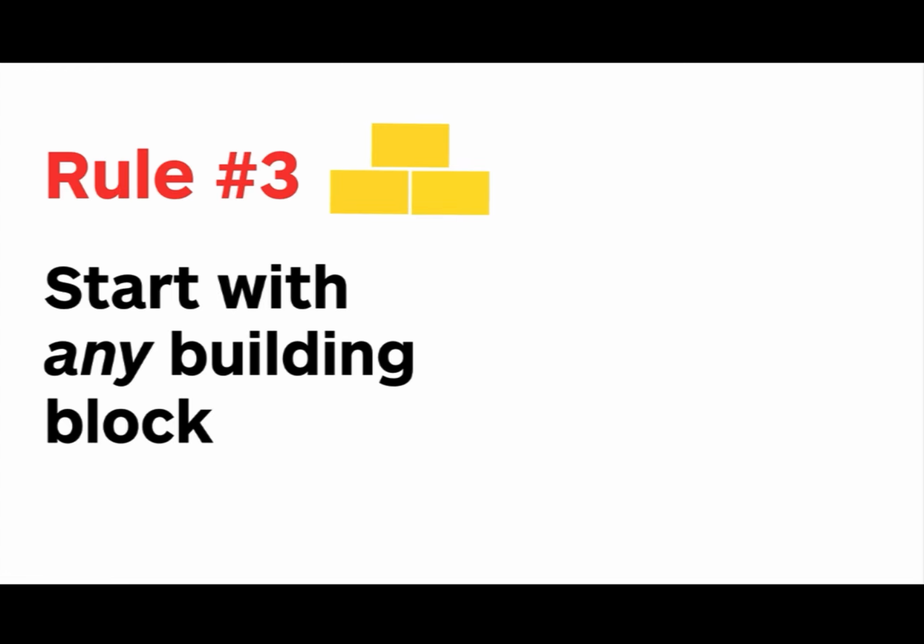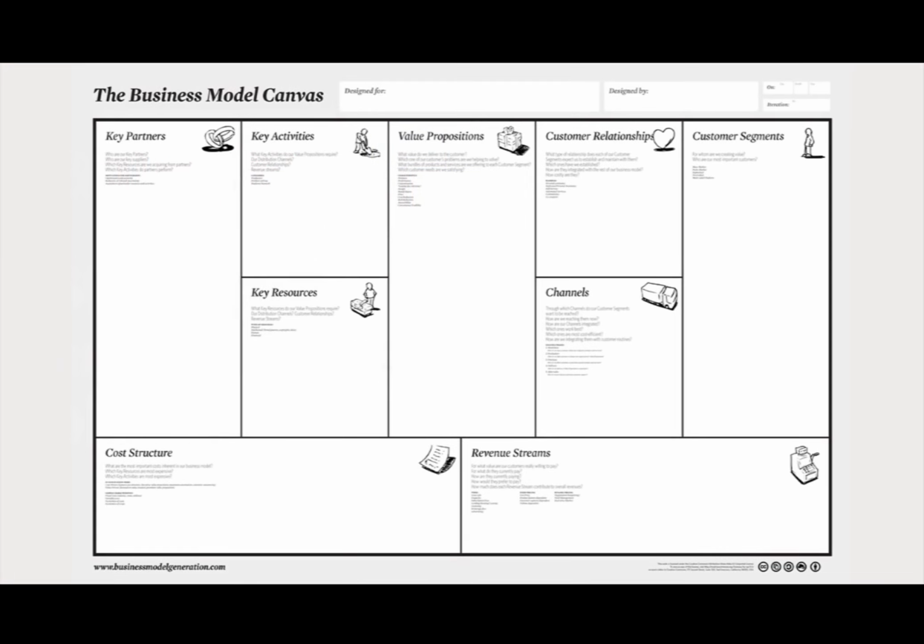Rule number 3, start with any building block. Just get started, right? You could start with an easy one like customer segments or with a value proposition. And if you sketch out a new business model, same thing. It doesn't have to start with customer segments or the value proposition. You could start with key partners, for example, if you want to build a new business model together with a key partner. Remember Nike and Apple with the iPod, right? Perfect fit. A partnership that allows them to create a business model together.